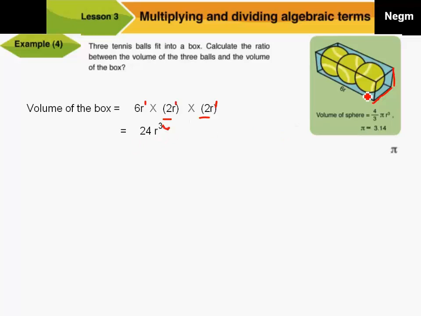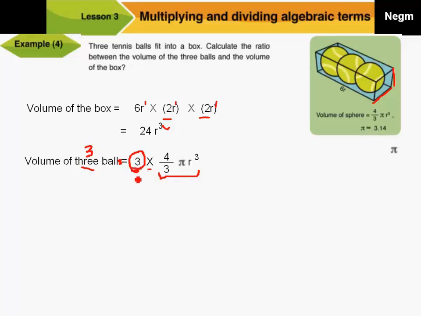We have to calculate the volume of the three balls. Volume of the three balls is equal to three balls times the volume of one ball. What is the volume of one ball? He said here, volume of the sphere is 4 over 3 π r to the power 3. So this is the volume of one ball. The volume of the three balls is this volume multiplied by 3.